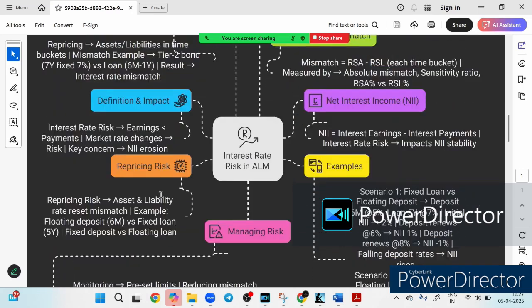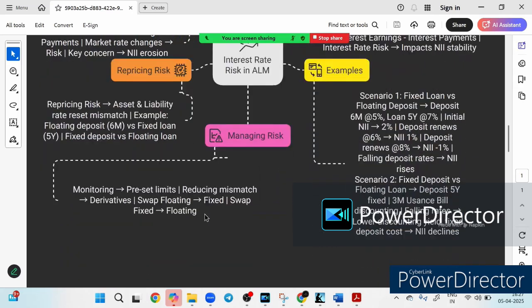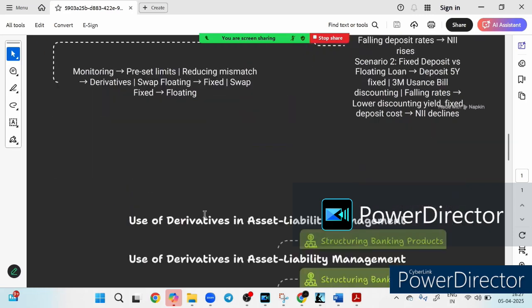What is NII? We have taken one example to understand that either we have the case of fixed deposit, or we have the case of fixed loan. Both cases are exposed to the net interest income risk. And finally, we deal with how to manage the risk. That's it, right? I hope that makes sense to you.